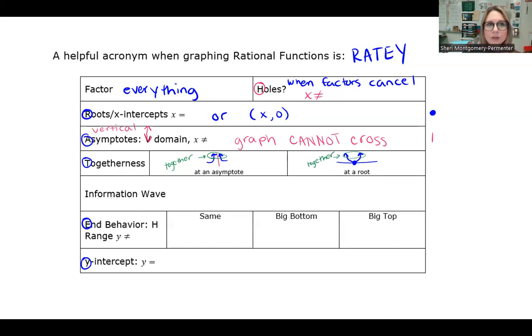When you're looking at your equations, roots always come from the top, and asymptotes come from the bottom. Your factors from the top will give you the roots. That's also why it's in this order. The things on top give you the roots, the bottom gives you the asymptotes.